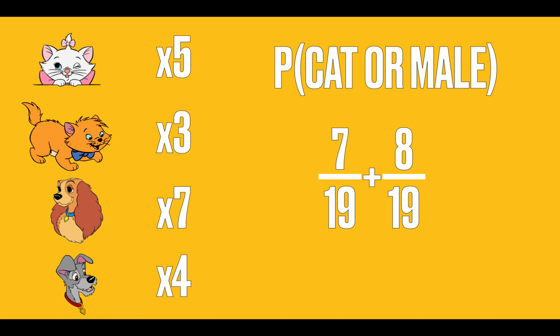So what we have to do is we have to take into account that when I talked about cats or males, both of those sets included the male cats. So we have to take out 3 of the 19, meaning 7 plus 8 is 15, but minus 3 gets us 12 over 19.